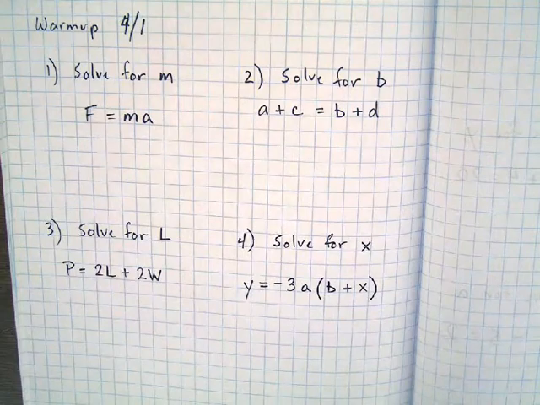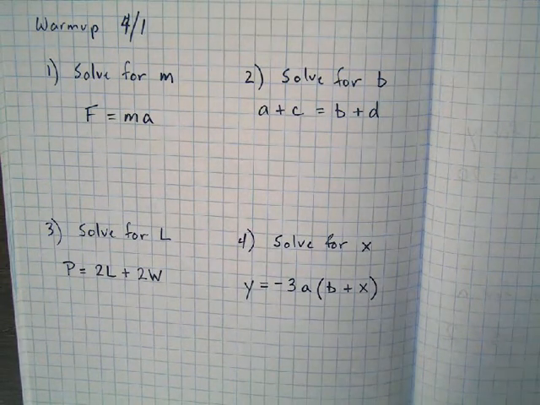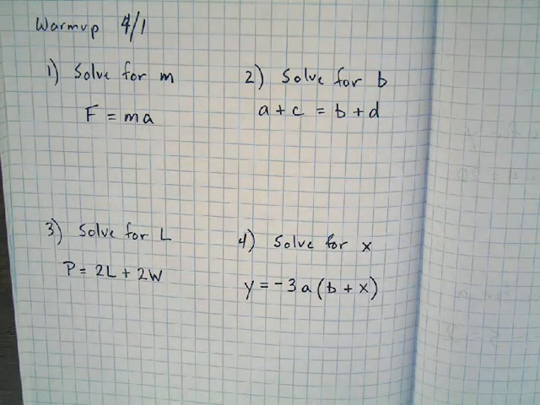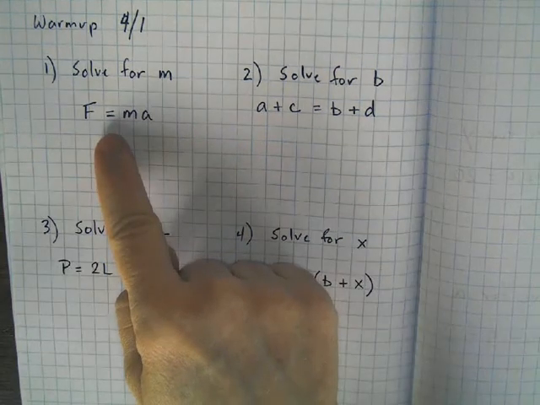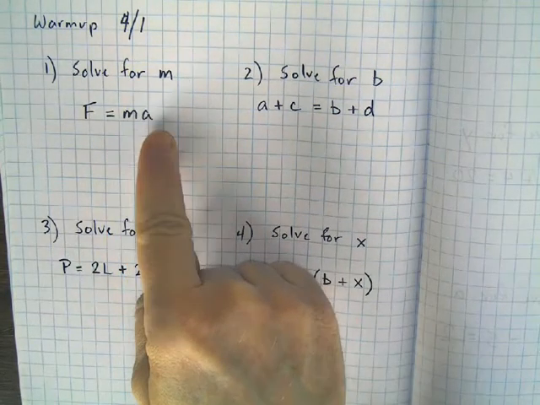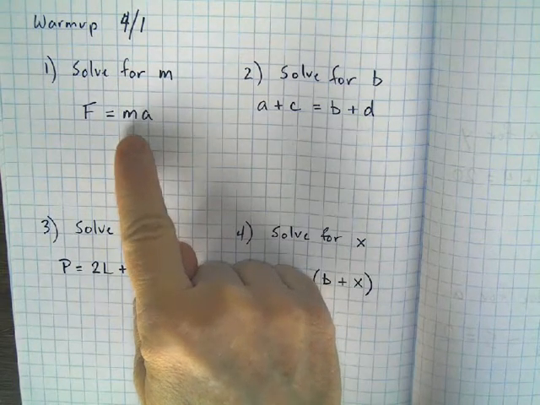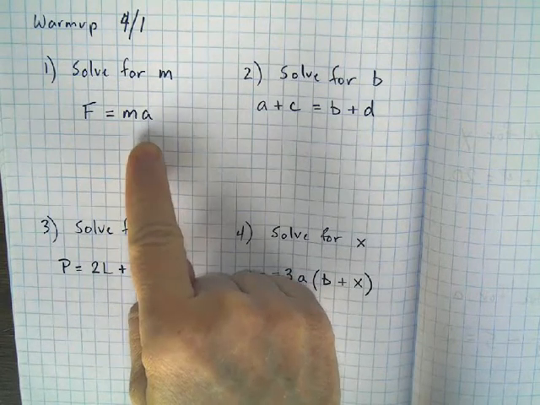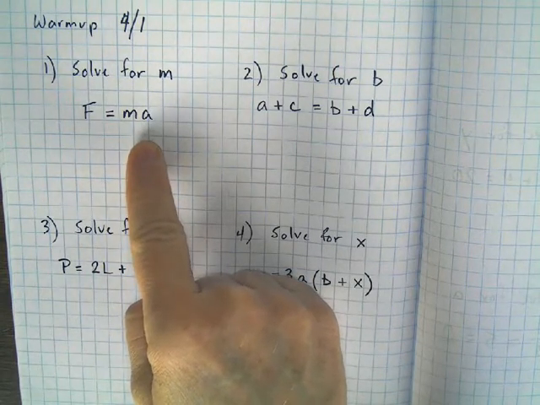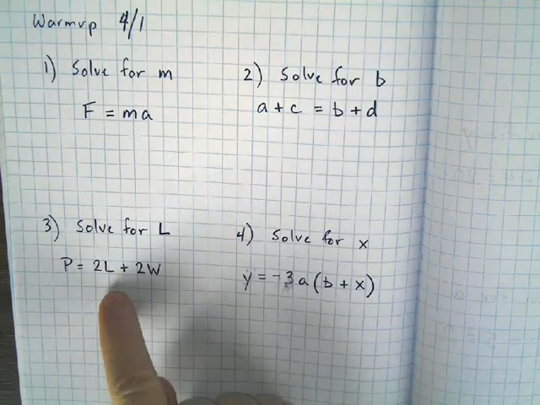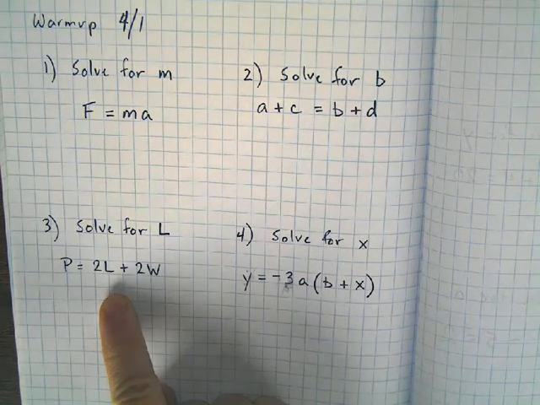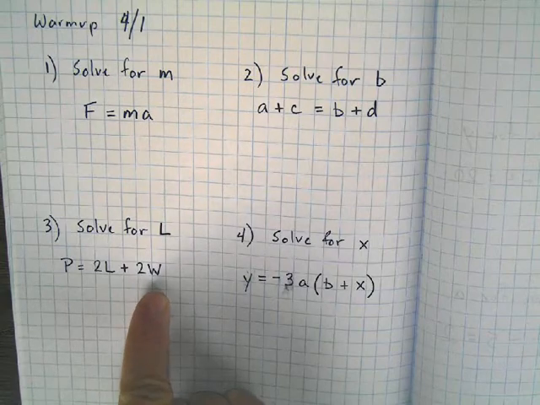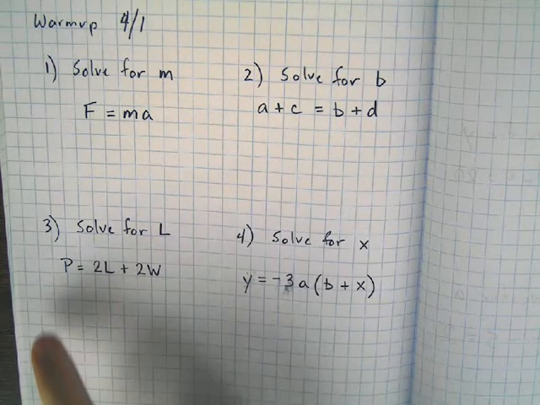So we are going to continue with our literal equations. A couple of these equations come from math and science. So this equation right here, F equals ma, is force equals mass times acceleration. Those of you taking physics should recognize this equation, very important equation in the sciences. And then this equation right here, this comes from geometry. Perimeter equals 2 times length plus 2 times width. So this is the distance around a rectangle.